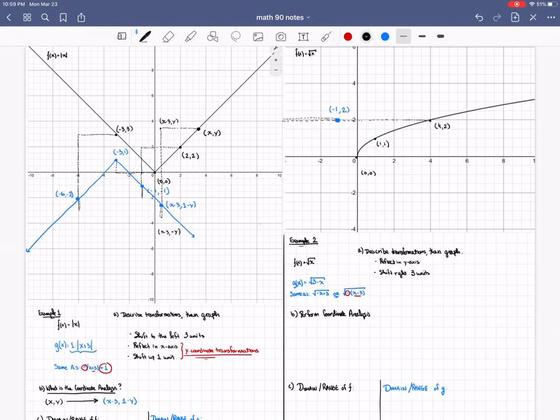Now the point (1, 1). So here we go. Reflect in the y-axis, so that ends up here. And then from there, shift right 3 units: 1, 2, 3. So there is the new point. That is at the point (2, 1).